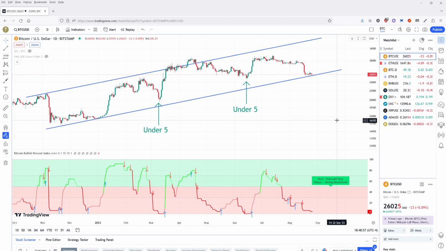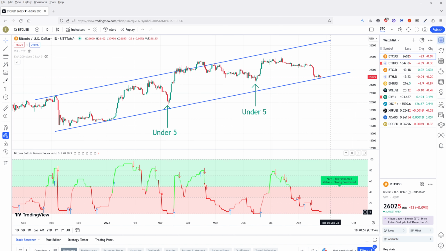Right now, the signal that we're getting for this is a 4, which is incredibly low. This is on the daily, by the way. It's 4 on the daily, and that's showing both oversold and a strong downtrend.